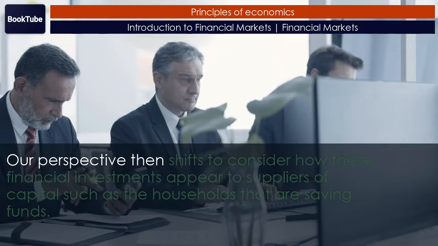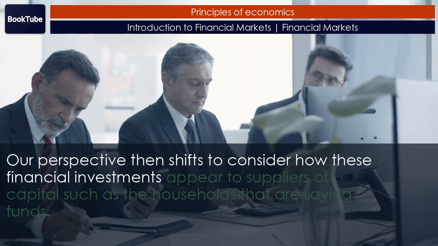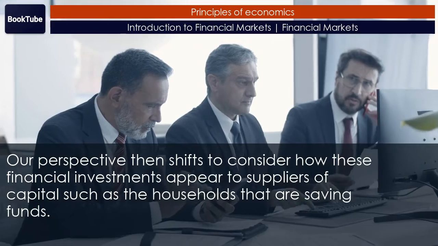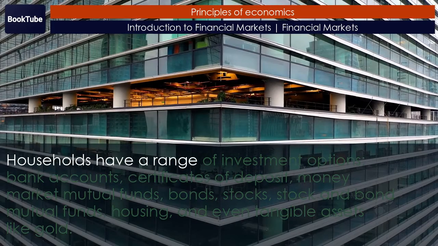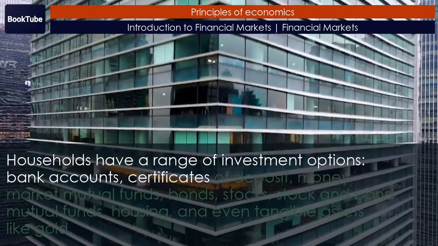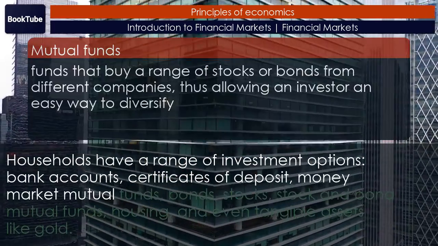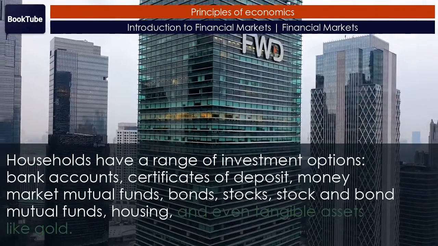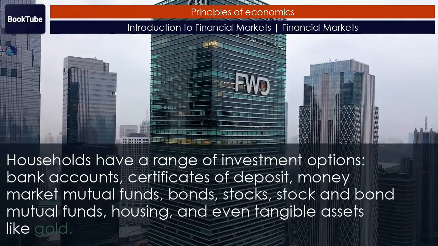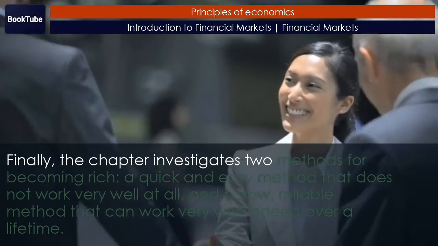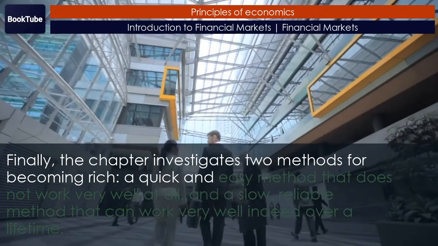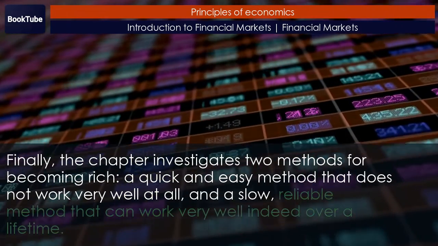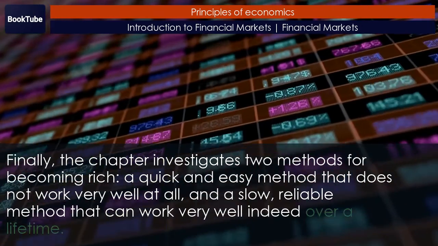Our perspective then shifts to consider how these financial investments appear to suppliers of capital such as the households that are saving funds. Households have a range of investment options: bank accounts, certificates of deposit, money market mutual funds, bonds, stocks, stock and bond mutual funds, housing, and even tangible assets like gold. Finally, the chapter investigates two methods for becoming rich: a quick and easy method that does not work very well at all, and a slow, reliable method that can work very well indeed over a lifetime.